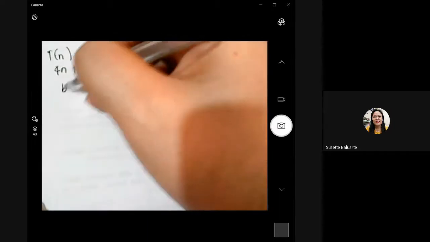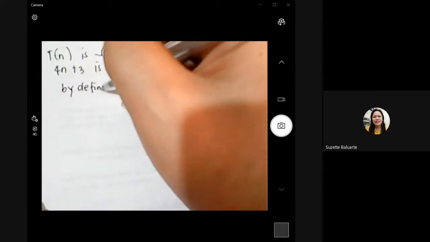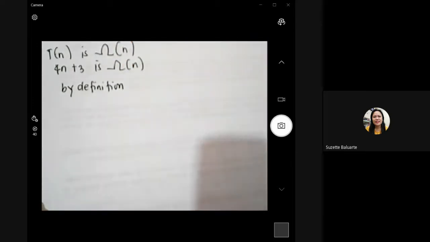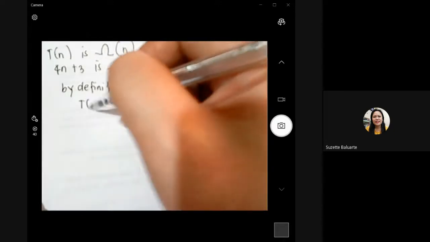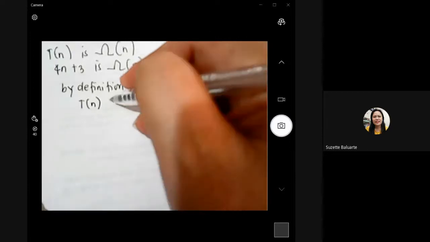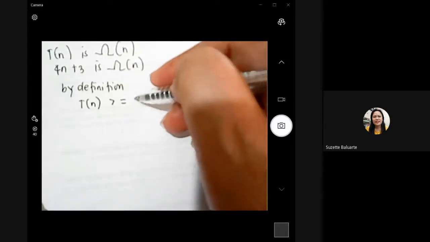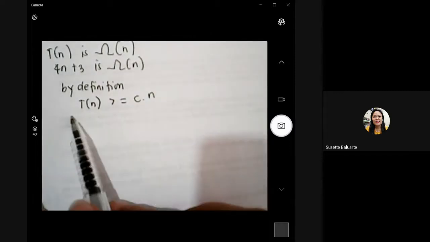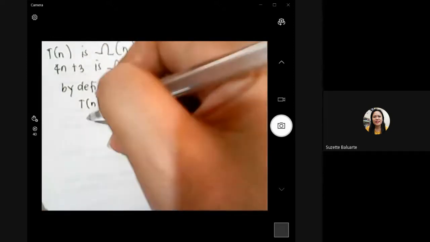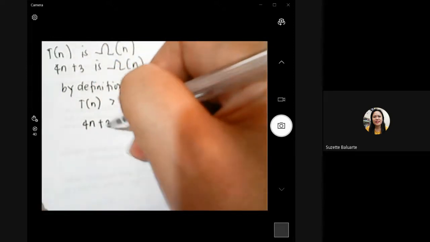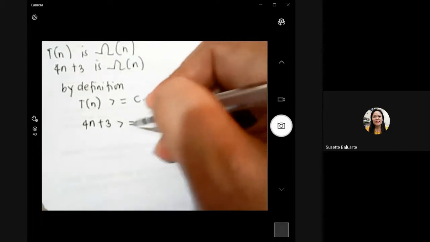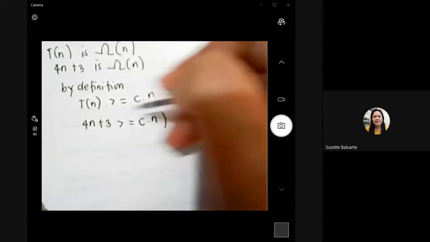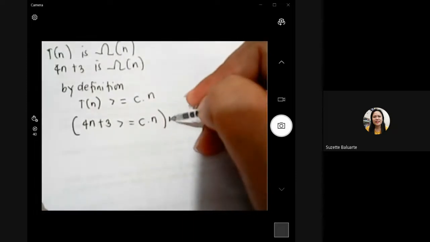So again, by definition, what is our definition of big omega? It would be the reverse of big O. So your T of n is greater than or equal to C of n. Okay? Again, we will divide it by the T of n. So 4n plus 3 is greater than or equal to C of n. Then we will divide both by n.